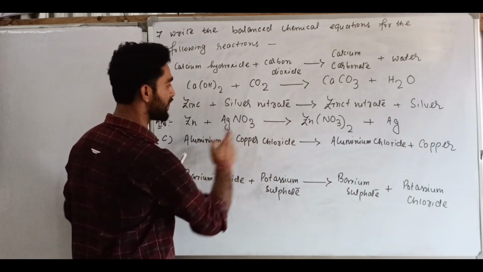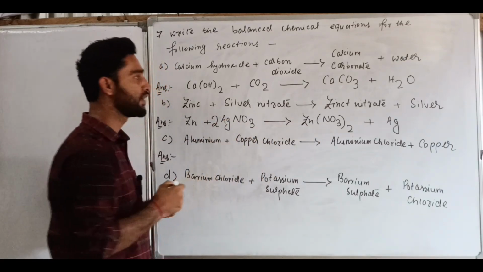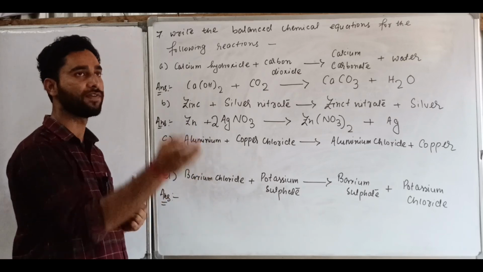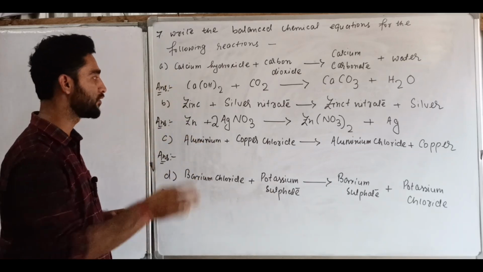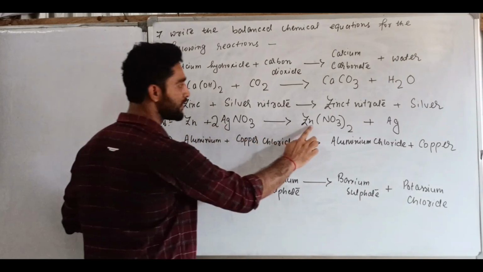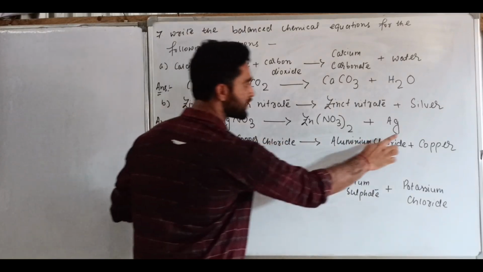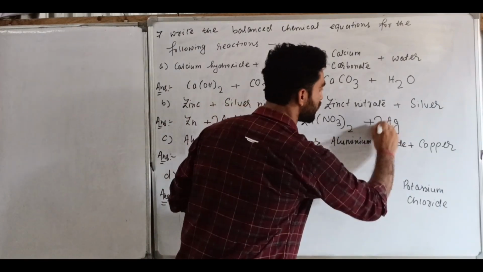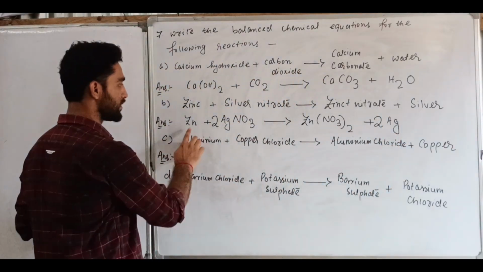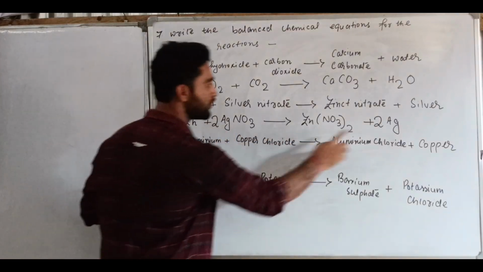So this side 2, this side 1. So put 2 here. Now whenever we are putting the number, always start from the beginning, from the metal. Now check again from the metal. Zinc 1, zinc 1. Silver 2, this side silver 1. So put 2 here. So zinc 1, silver 2, silver 2.